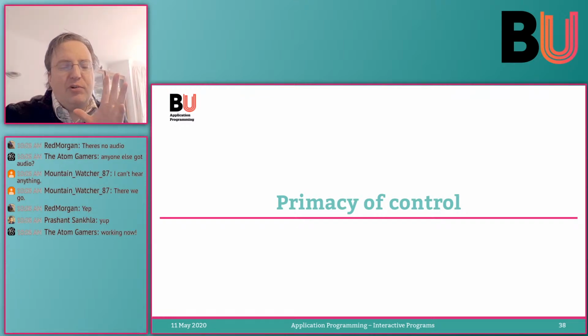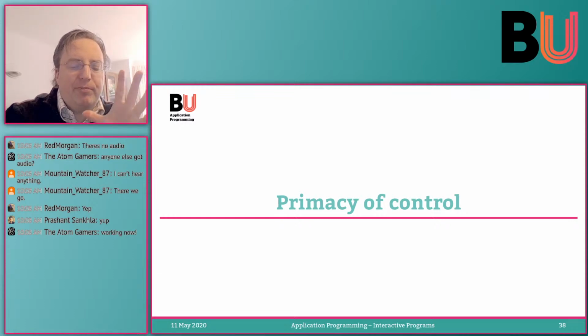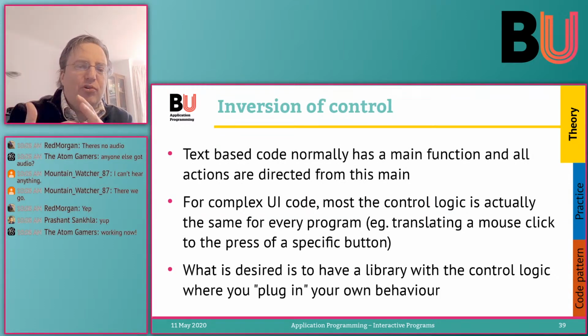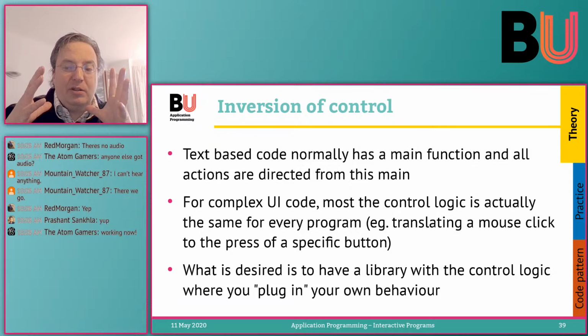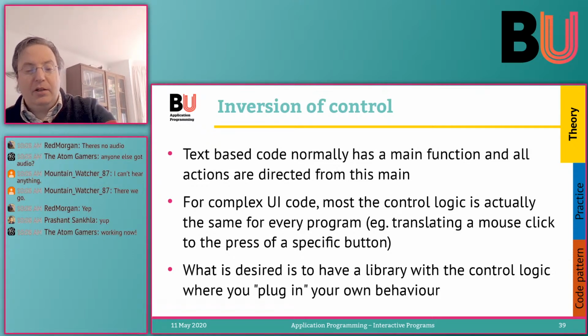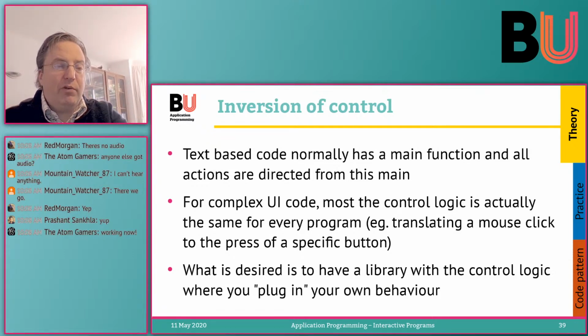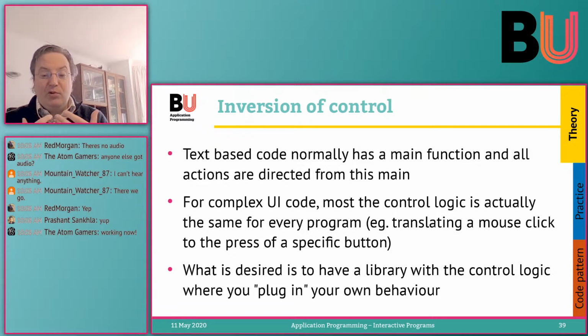This also leads us to the requirement of primacy of control. So the primacy of control is, where is this control? Our UI inverts this control. So the control logic is often, a lot of the logic is also the same. So we have a framework that encompasses that logic, and you then plug into such a framework.